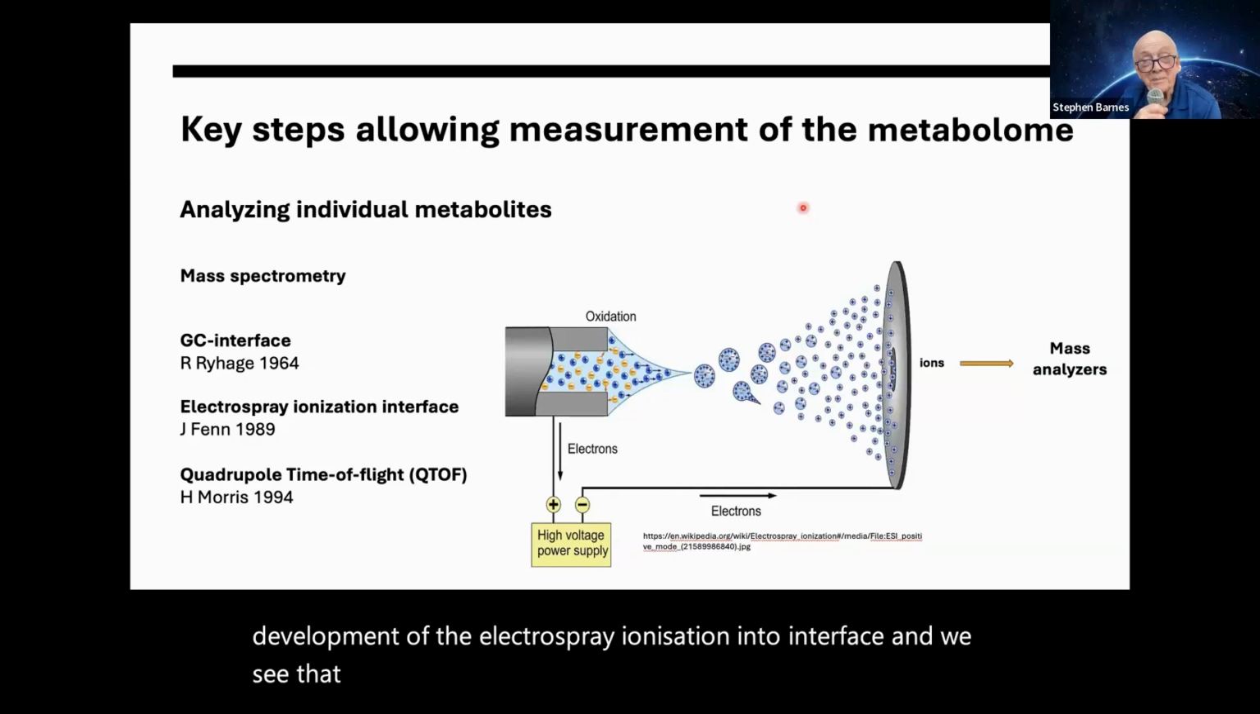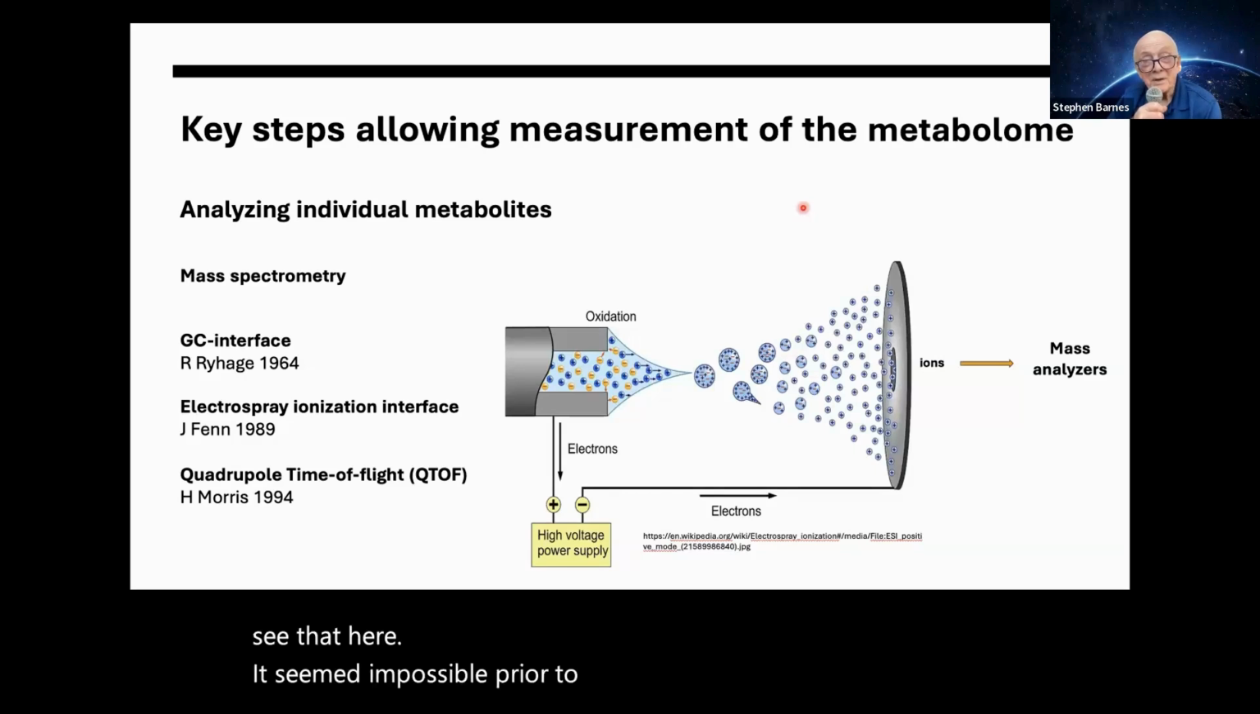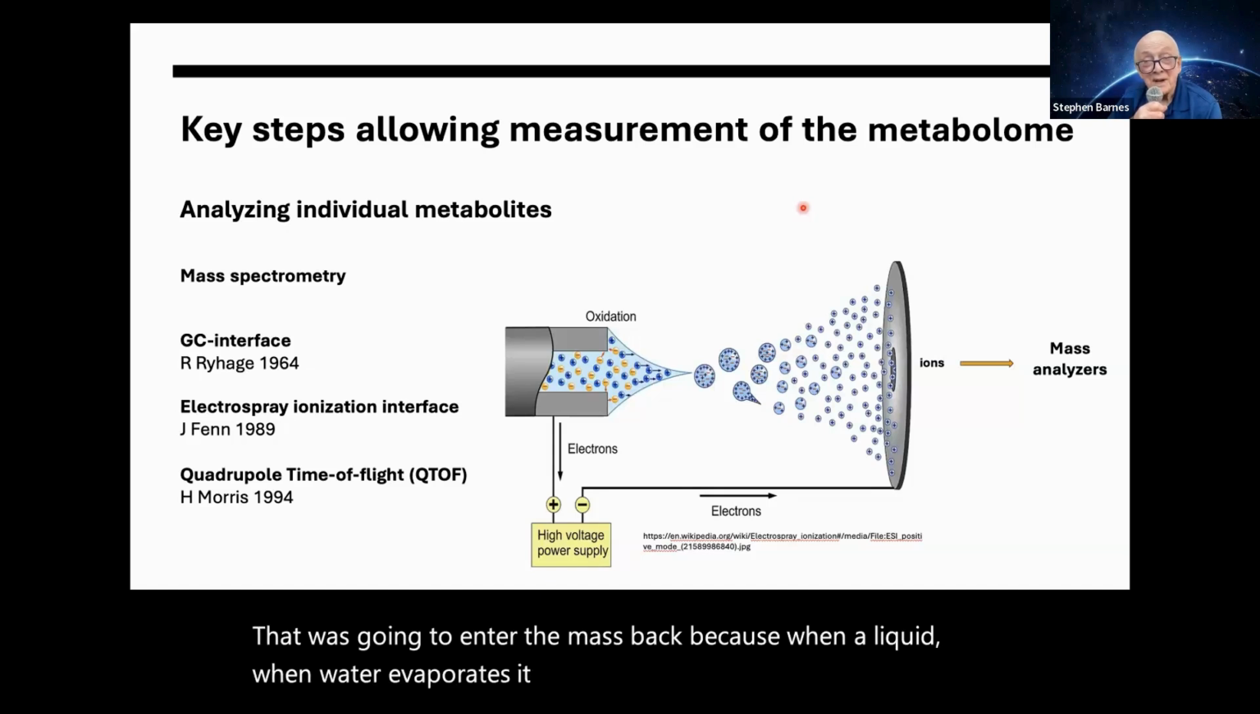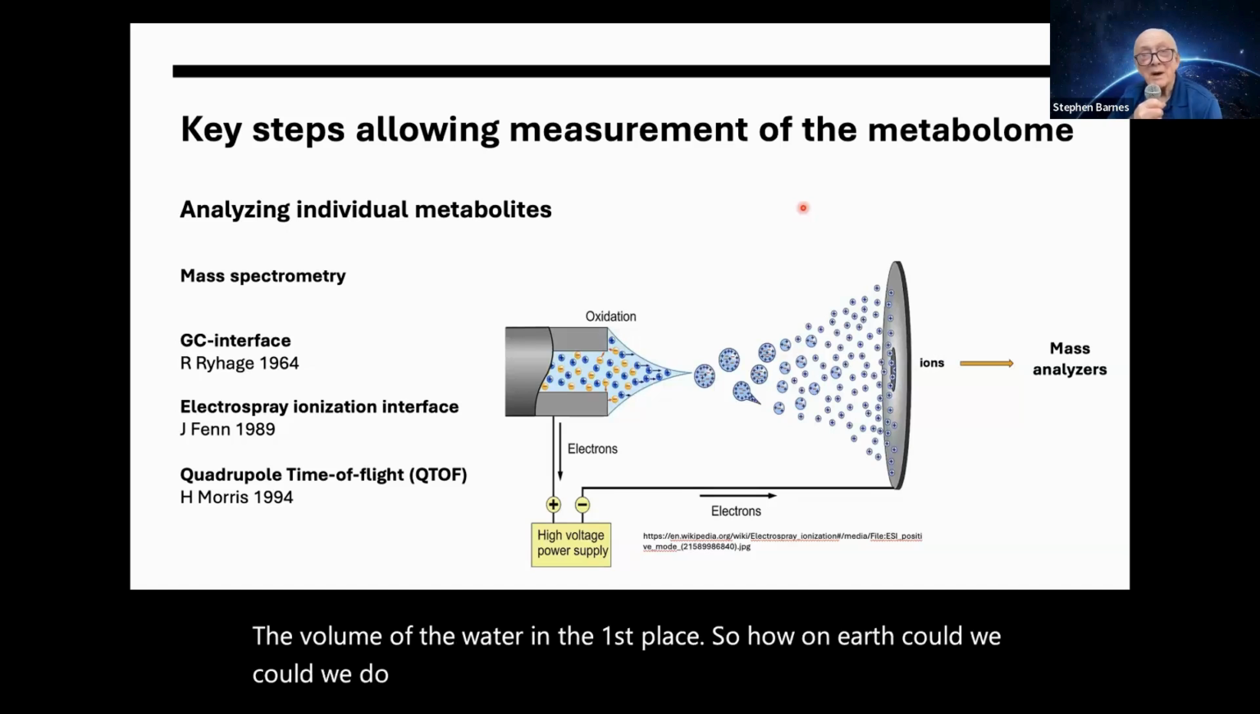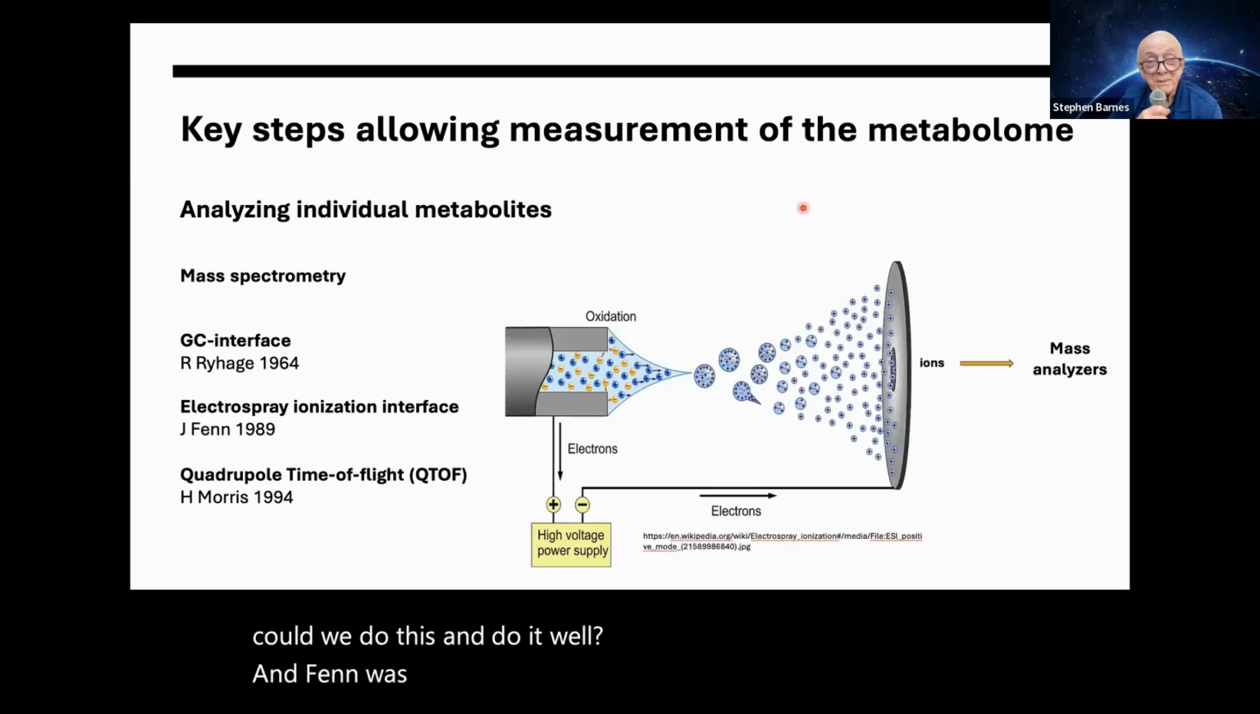It seemed impossible prior to this point that you could go from a liquid that was going to enter the mass spec, because when water evaporates, it produces 500 times the volume of the water in the first place. So how on earth could we do this and do it well? And Fenn was not a mass spectrometrist. He was interested in ion beams.